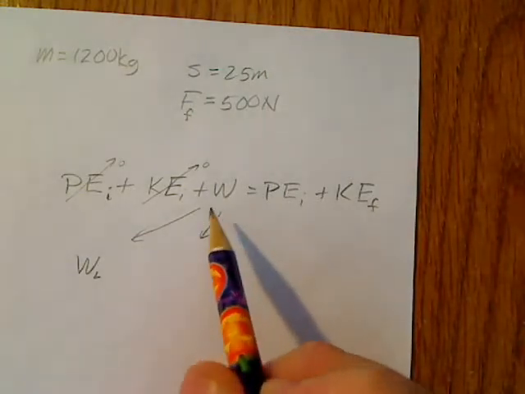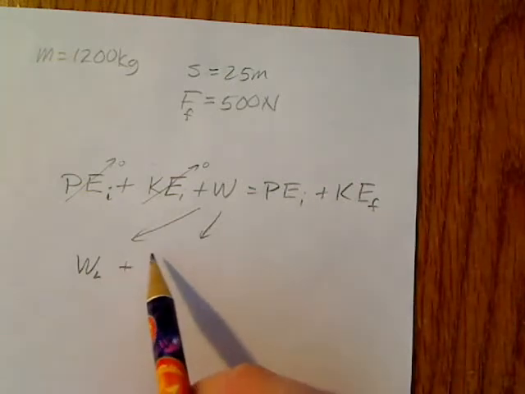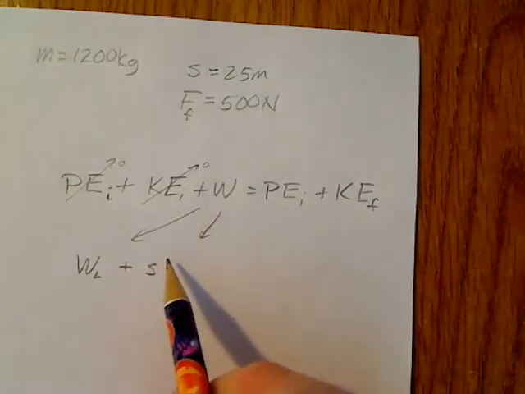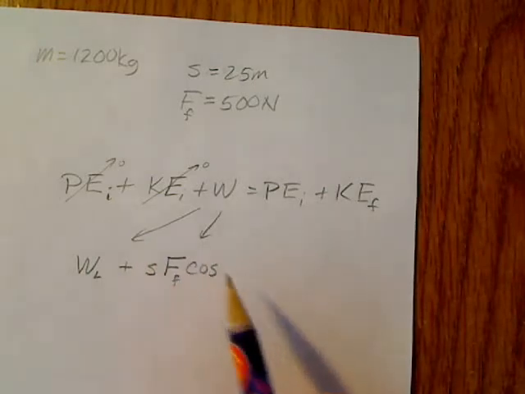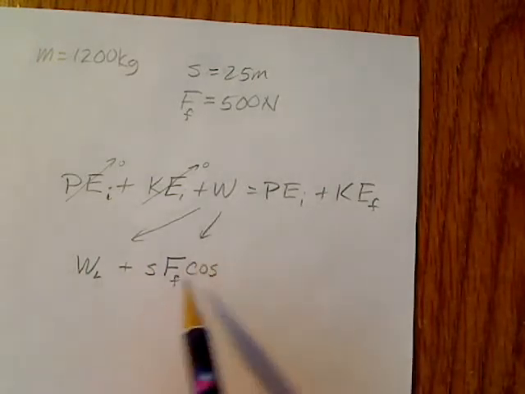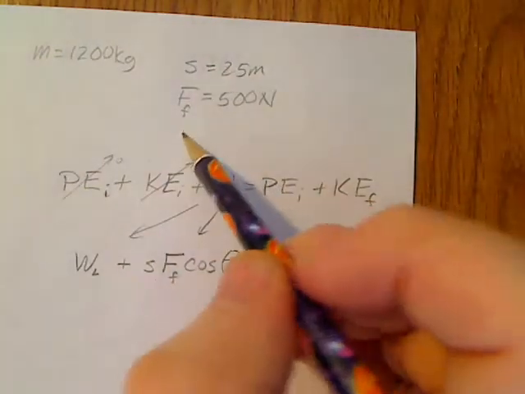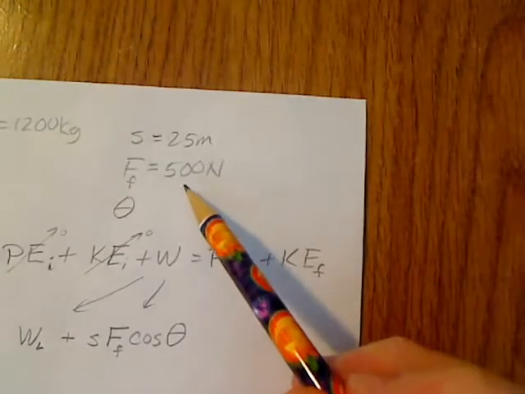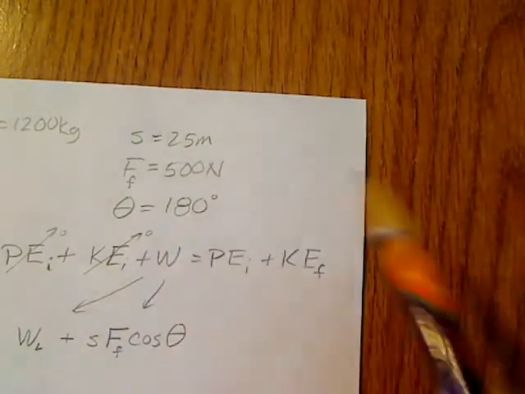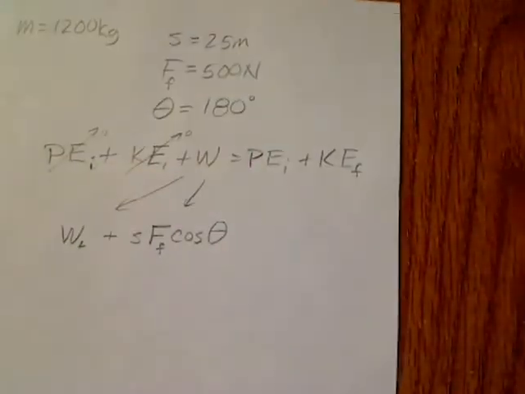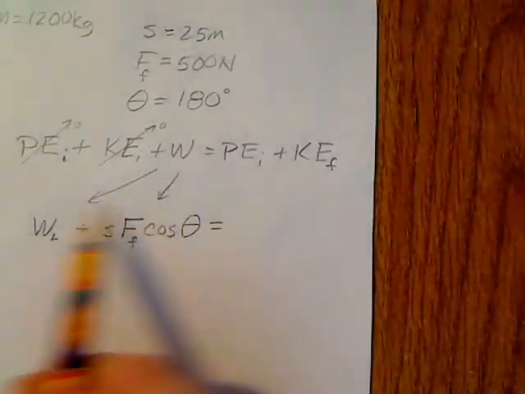For the work done by friction, you can just use that the work is the displacement times the force times the cosine of the angle between the displacement and the force. In this case, the theta, the angle between the frictional force and the displacement, is, like the last problem, 180 degrees. On this side of the equation, we've completed all of that.